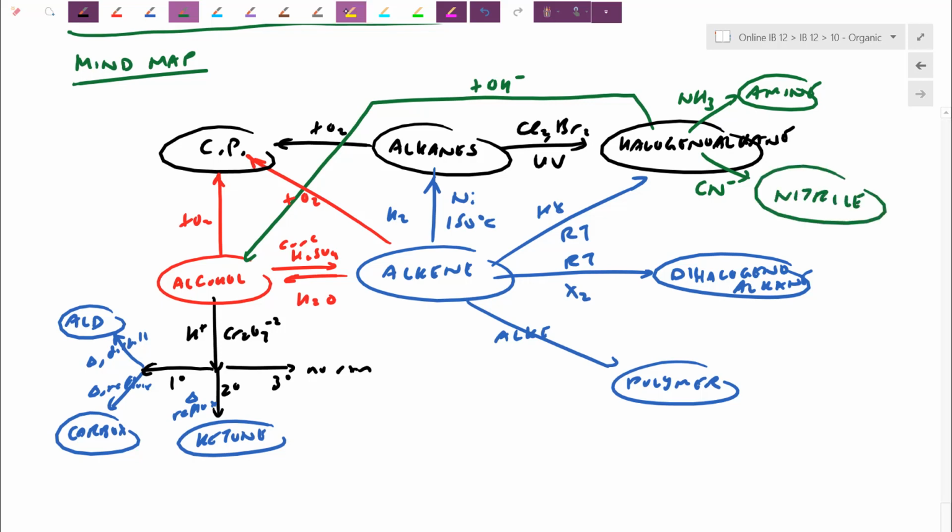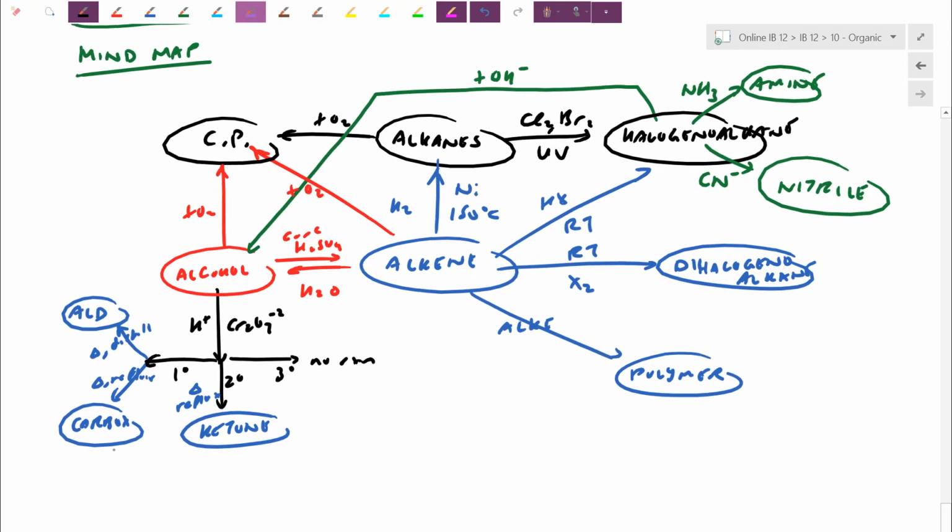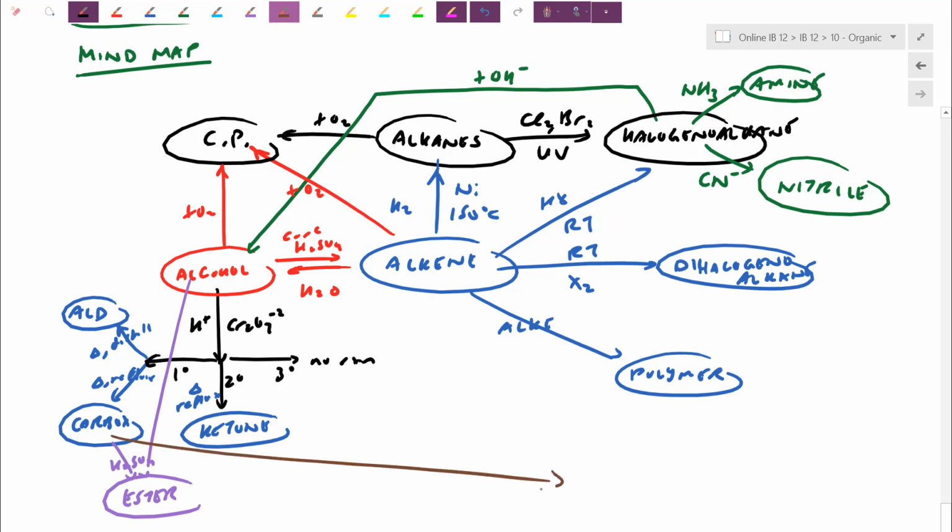We had our pesky condensation reactions. A condensation reaction was between carboxylic acid and alcohol. These two here end up forming an ester, while that one here also needs acid. For the other one, carboxylic acid and our amine, this one here ends up forming an amide. That one just usually needs heat treatment.